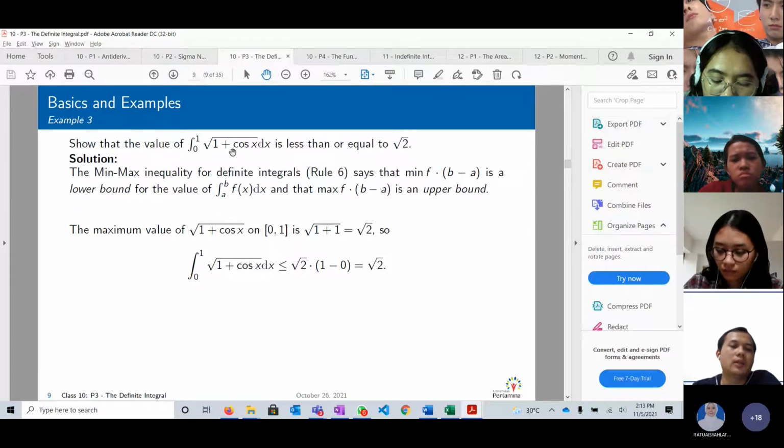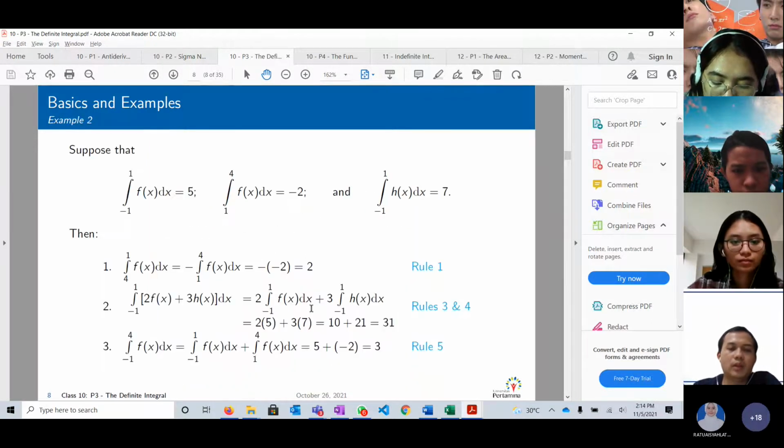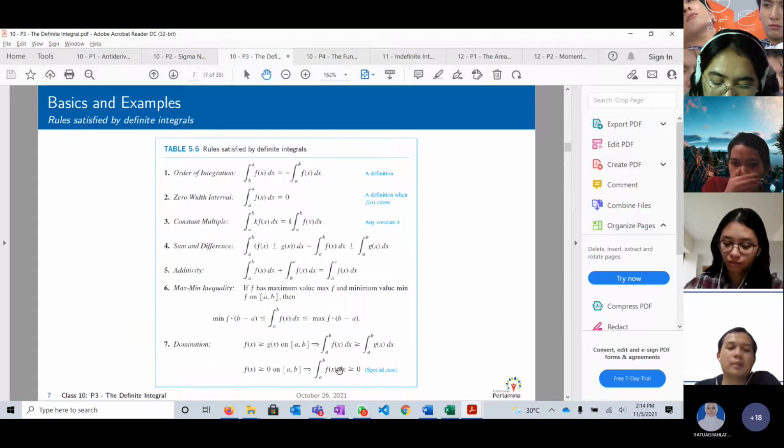No? Then okay. Now we are asked to show that the value of the integral from 0 to 1 of square root of 1 plus cosine x dx is less than or equal to square root of 2. In this case, we can use rule number 6, the max-min inequality. We take the max because what we want is always less than or equal to.